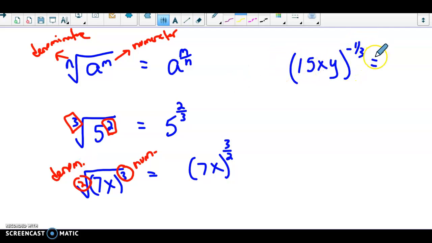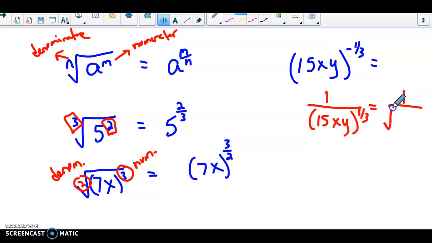15xy to the negative 1/3. I'm going to combine a couple things here, okay? Since it said negative, the first thing I'm going to do is just rewrite this as 1 over 15xy to the positive 1/3. Okay, a negative exponent puts that into the denominator. And then writing it as a radical, anytime I have something to the 1/3 power, another way to express that is cubed root. Okay, we don't have to write the 1.